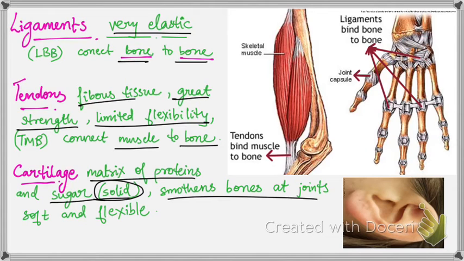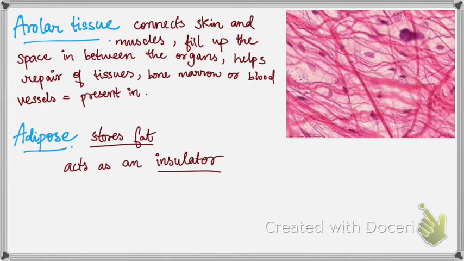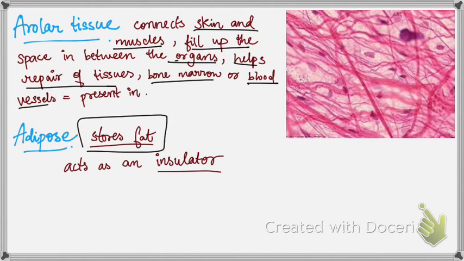Now areolar tissues connect skin to muscles. That means they're present in between skin and muscle and hold them together. They're present also in bone marrow, blood vessels, and they fill up the space in organs. They also help the tissues to repair. Now adipose tissue. This tissue stores fat in our body and acts as an insulator.